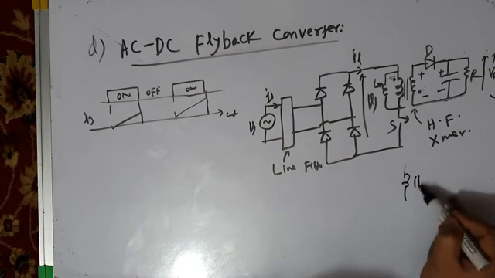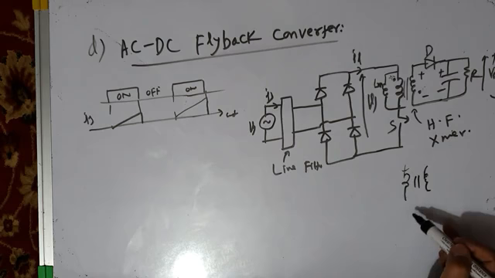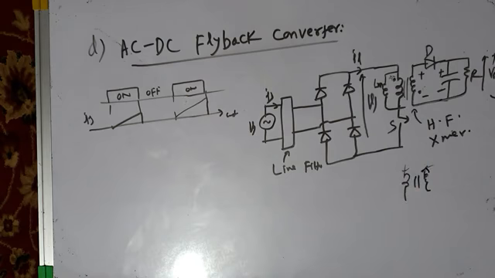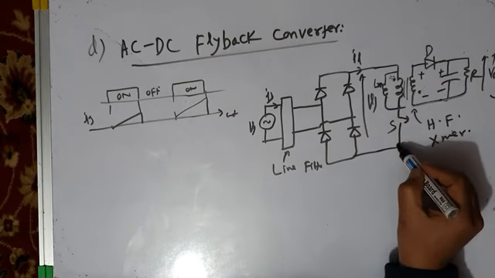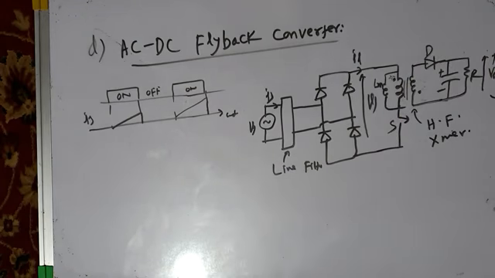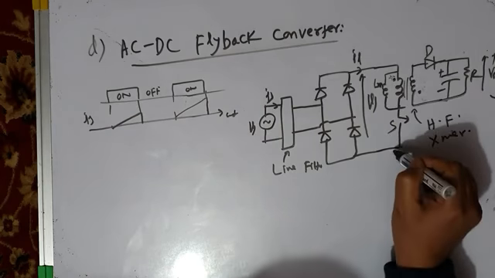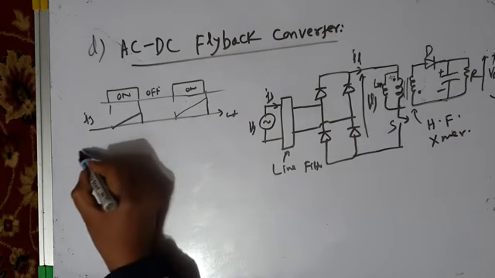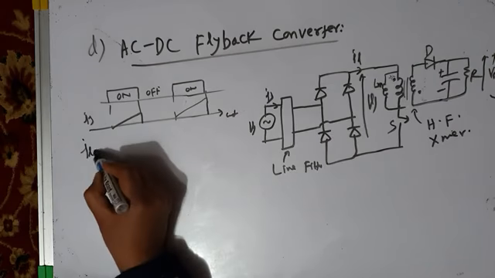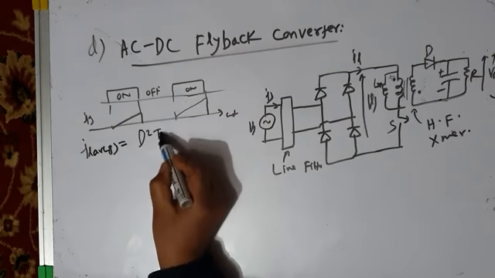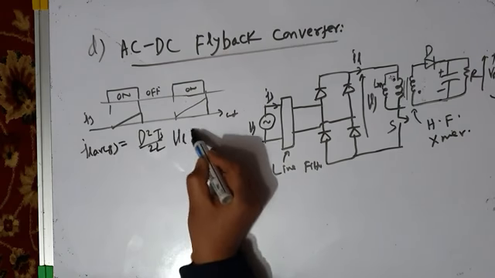Otherwise, in transformer operation that you have studied, when current is flowing in the primary winding, at the same time current is flowing in the secondary winding also. But in this flyback converter, at one time current is flowing in only one winding. When the switch is closed, current flows in the primary winding, and because of reverse bias across this diode, there is no current in the secondary winding. And when the switch is opened, there is no current in the primary winding, and at that time current is flowing in the secondary winding. Anyway, the average DC line current is given by the same equation. It is given by D squared TS by 2L into VLT.